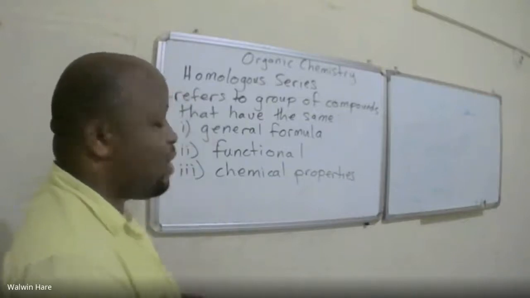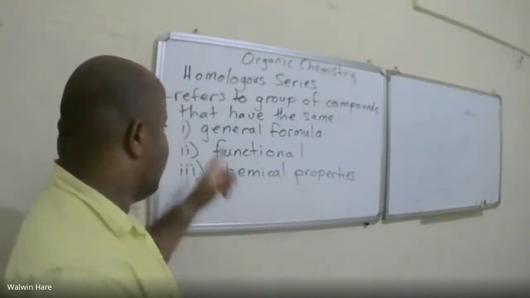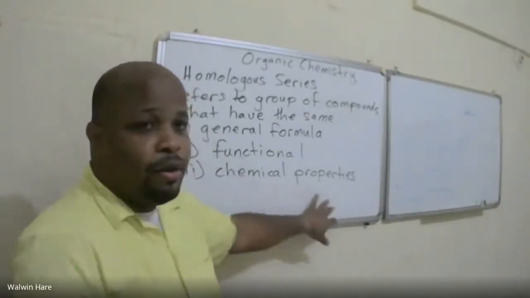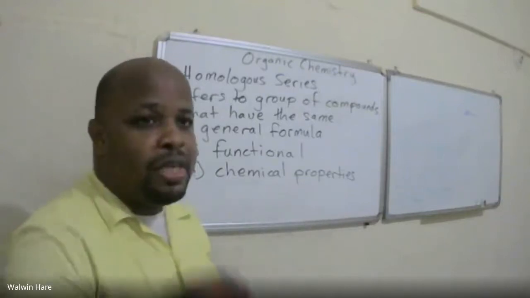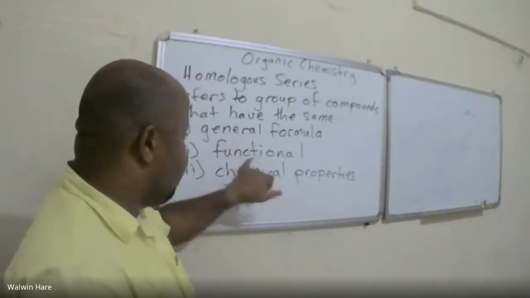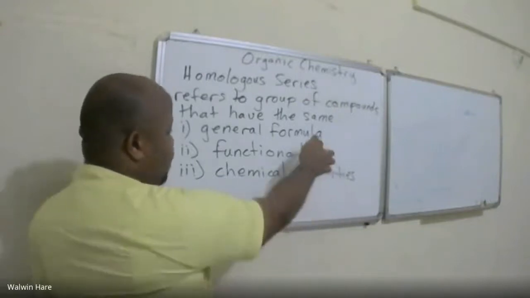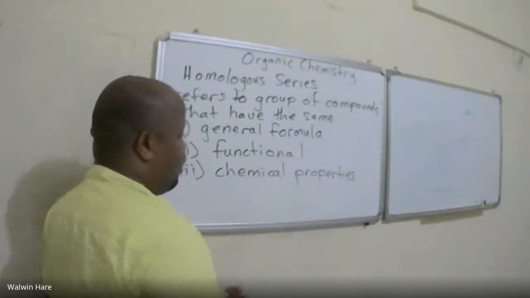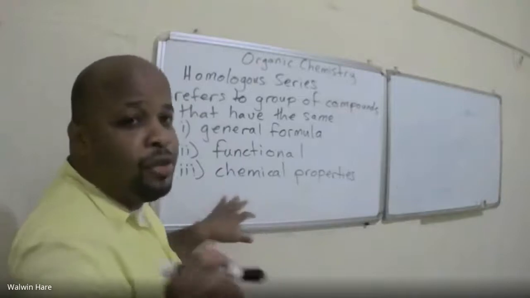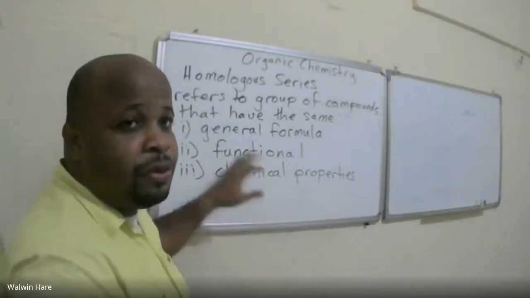So if I ask you to define a homologous series, it's a group of compounds that have the same general formula, functional group, and chemical properties. If you remember these three, that is good. That means any compound that is an alkane will have the same general formula, functional group, and chemical properties. Now I'm going to look at the general formula and the functional group, first the functional group. This is being recorded and I'm going to upload it, so if I erase it, it will be there for you to check again.